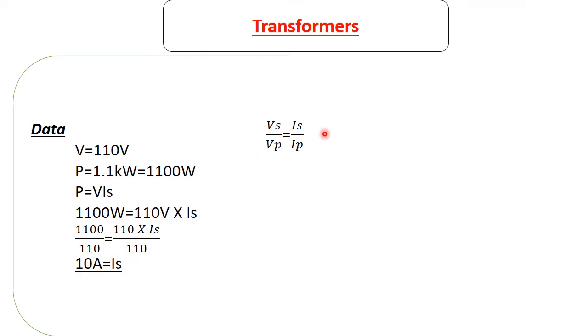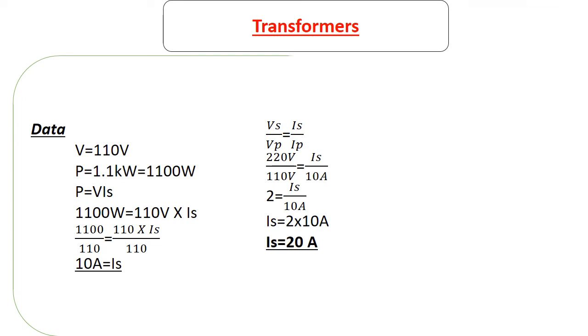So to get the current in the secondary coil, we use our transformer equation. We can plug in 220 volts, which is the secondary voltage, over 110 volts, which is the primary voltage. Then the secondary current we don't know, but the primary current is 10 amps. So when we divide this side, 220 divided by 110 is going to be 2. Or you can do cross multiplying, whichever you're going to do, you're going to arrive at the same answer. So you can do cross multiplying here again. You're going to have 2 times 10 amps, which gives you 20 amps. So this is how to get the secondary current.